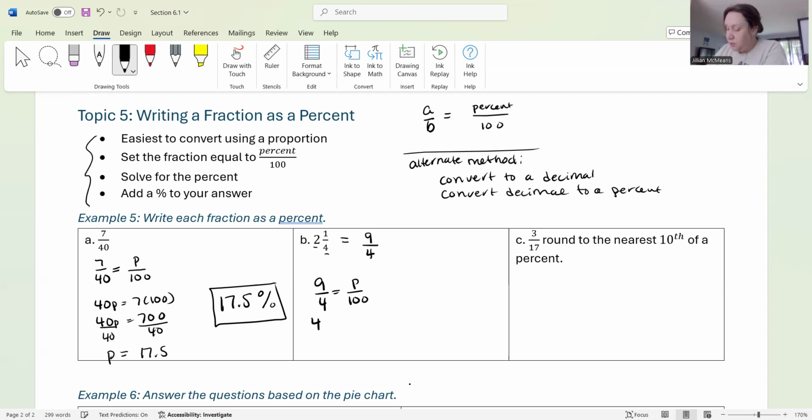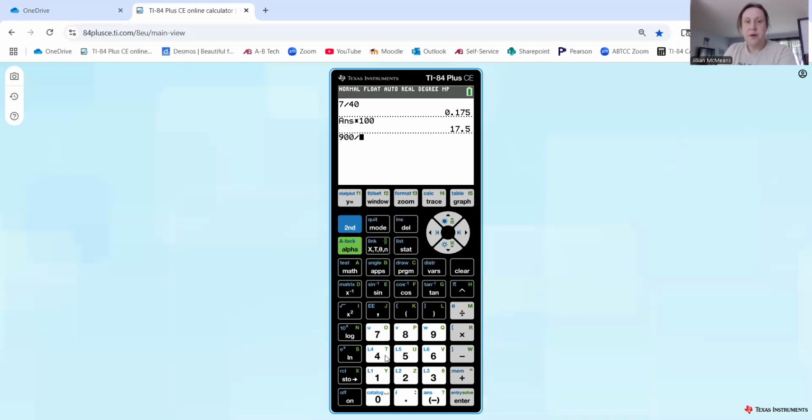So I get 4P equals 9 times 100, which we can go ahead and do that work there. 9 times 100 is 900. And then I want to divide everything by 4. And we get that P is equal to, well, if we go to the calculator, we get 900 divided by 4 is 225.